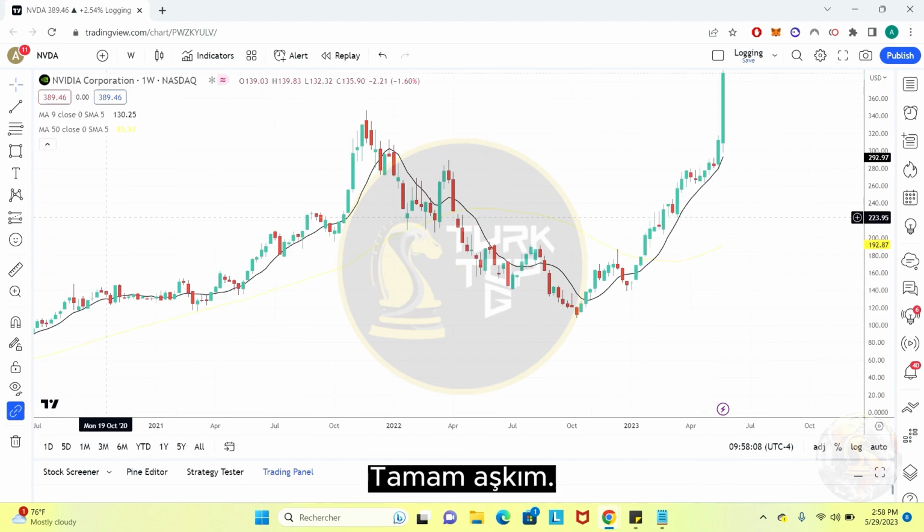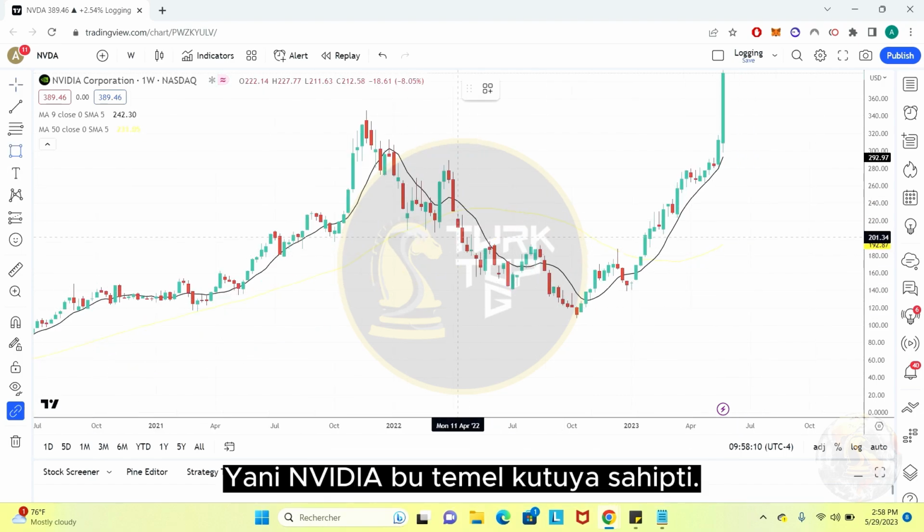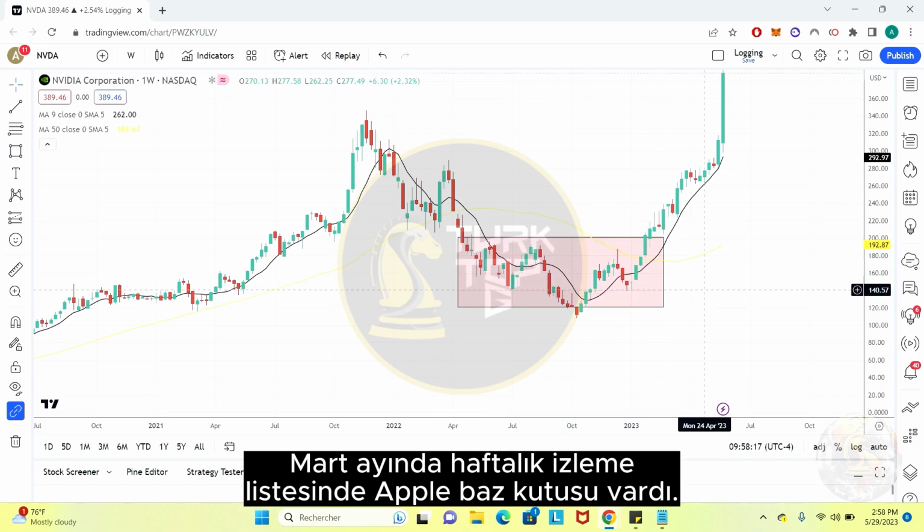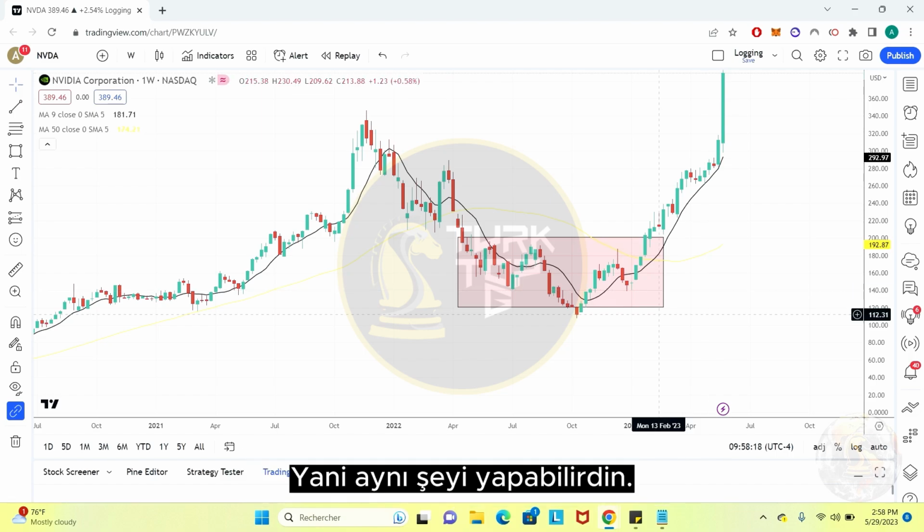Okay. So Nvidia had this base box. Now, obviously, Nvidia is a crazy example. I can show you Apple too. We had the Apple base box on the weekly watch list in March. So you could have done the same thing.